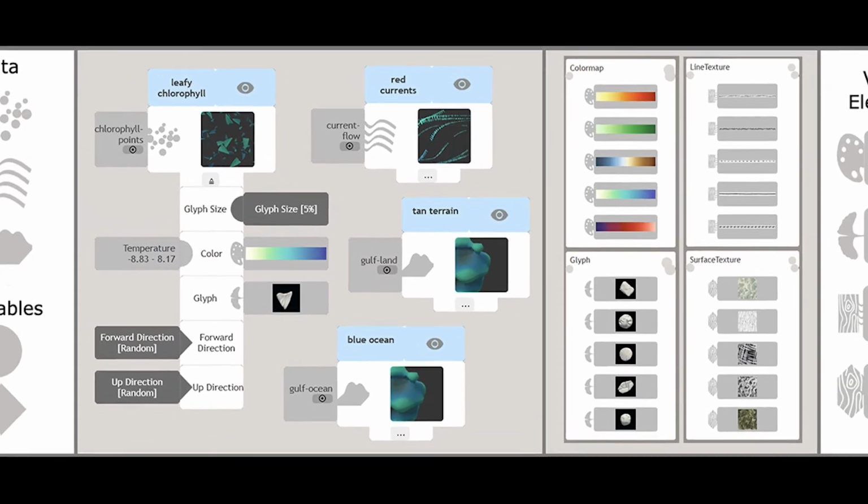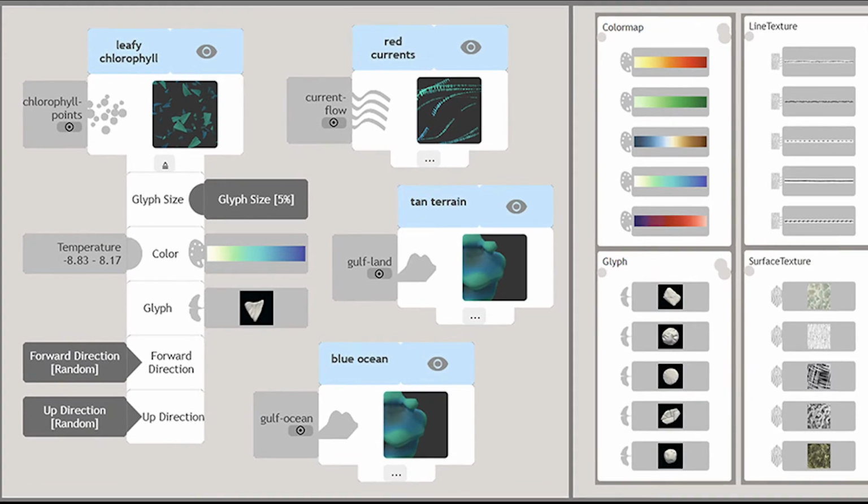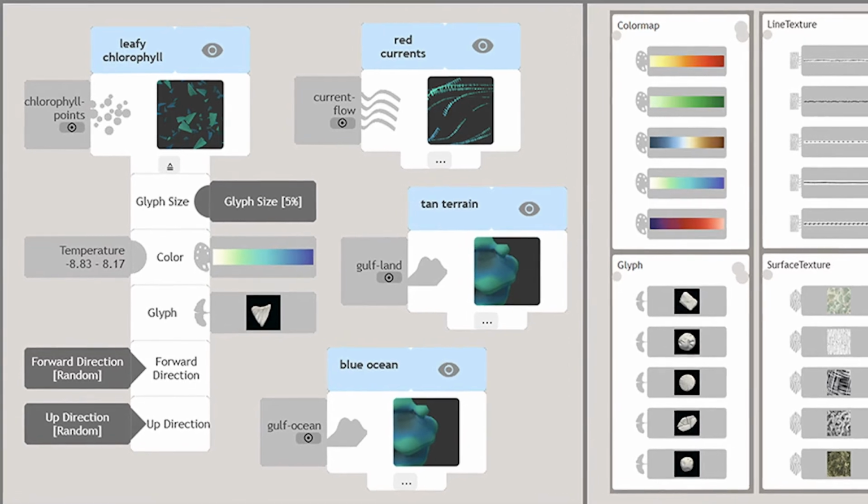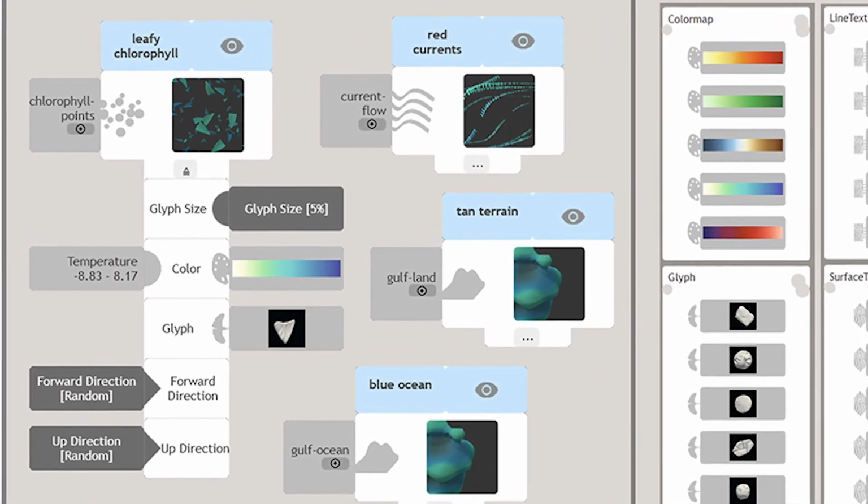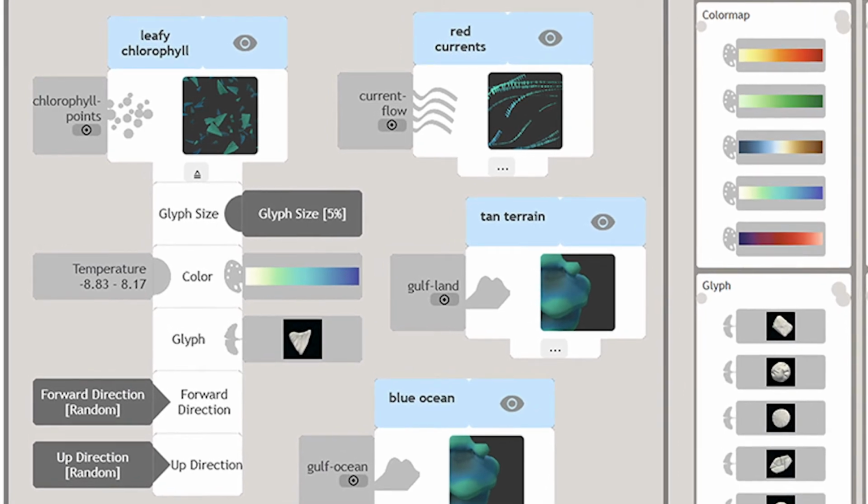And then in the middle, we have what we call the towers. So for each variable, you click up a tower, for what kind of data it is. Say it's points. Okay, so that's leafy chlorophyll. And they're looking at the temperature of that variable, which you can see is inserted.